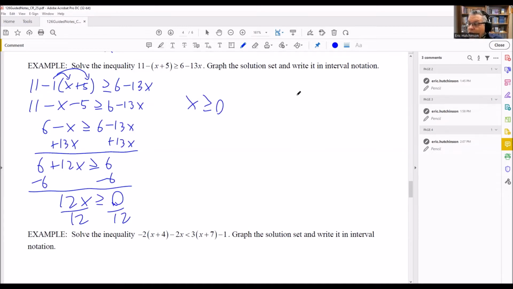So we get that. Now we want to do the number line and the interval notation. 0 is right there, and we're going to do a closed circle. And then greater than means the arrow goes to the right. So we have 0 closed circle going to the right. For the interval notation, since it goes to the right, 0 is a smaller number, so it has to come first. That's going to be a bracket because of the greater than or equal to. And that's going to go to infinity. That would be your answer in interval notation.